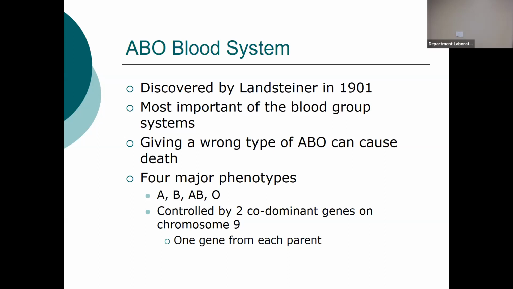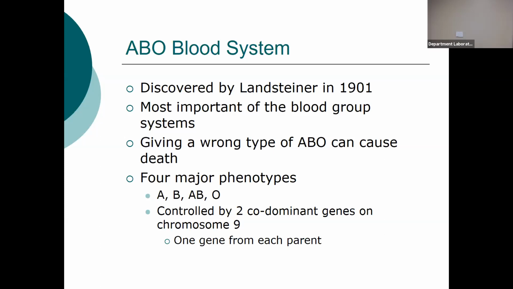Versus, take a look at O. He has neither the A antigen nor the B antigen, and has anti-A and anti-B in his plasma. So if he were to get A cells or B cells, what's going to happen? His antibodies are going to attack the donor units. Okay, that would be an example of wrong ABO given, and that would be intravascular hemolysis.